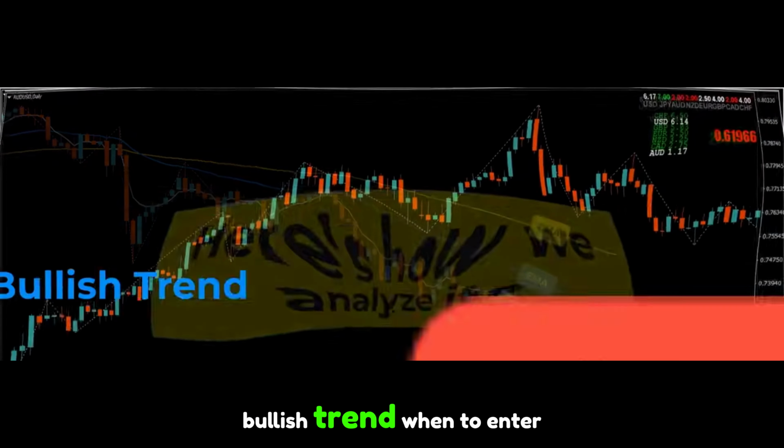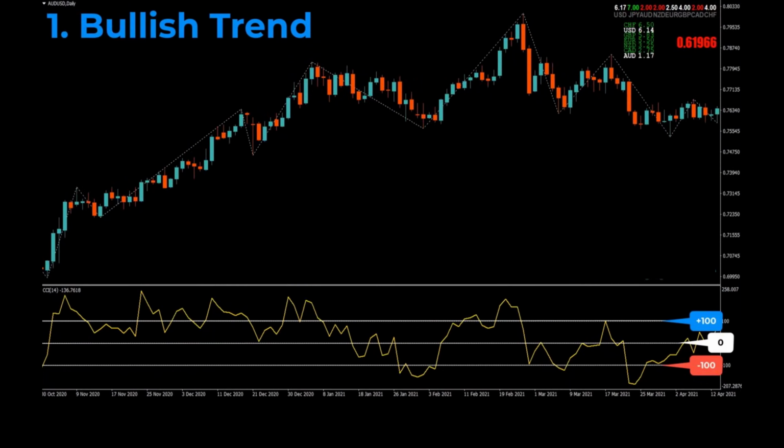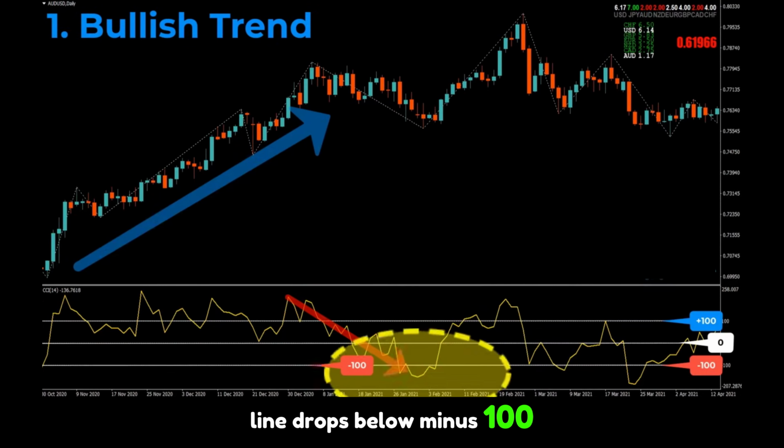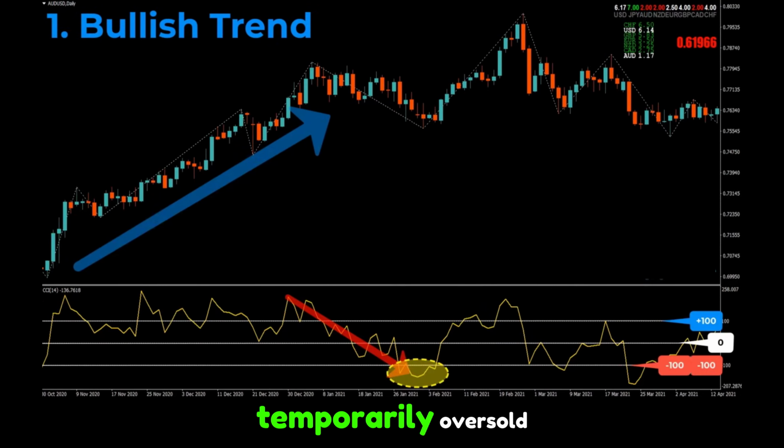1. Bullish trend: when to enter a buy trade. If the market is already in a bullish trend, you don't want to jump in right away. You wait for the market to pull back and weaken. This happens when the CCI line drops below -100, signaling that the market is temporarily oversold. Now, here's the key part.